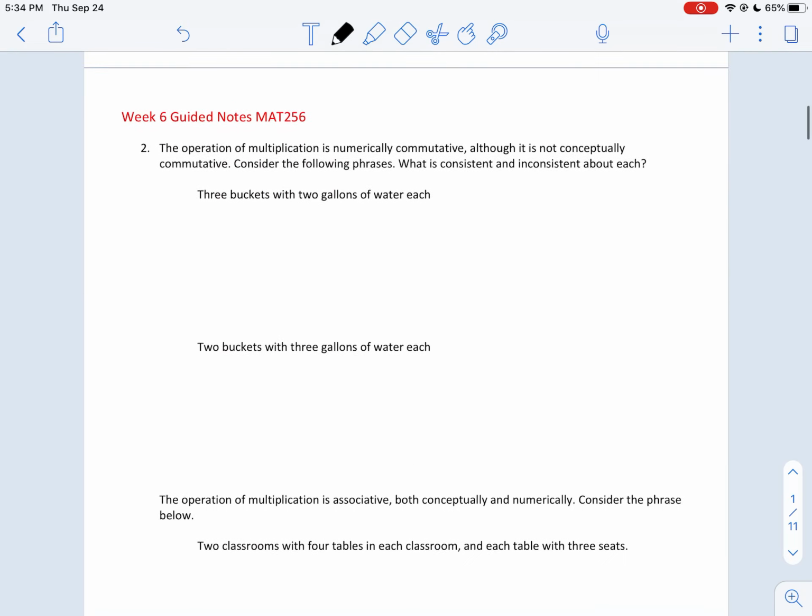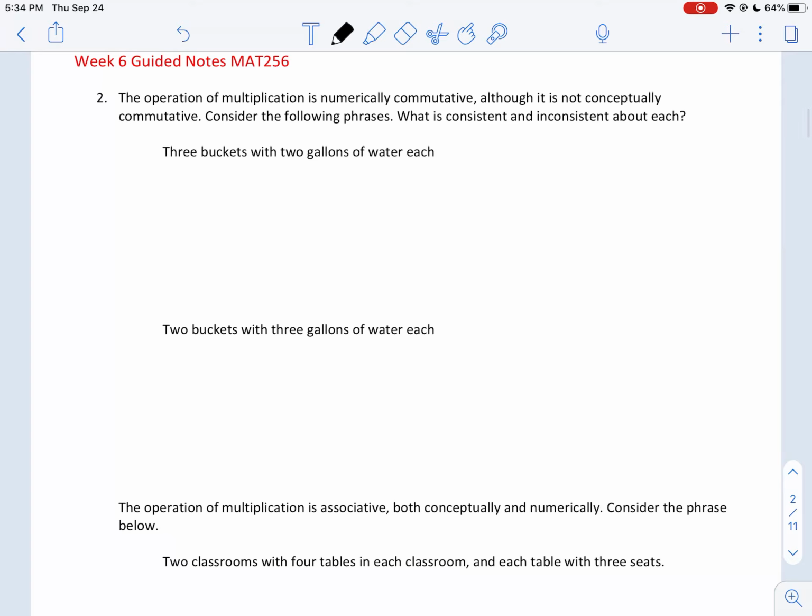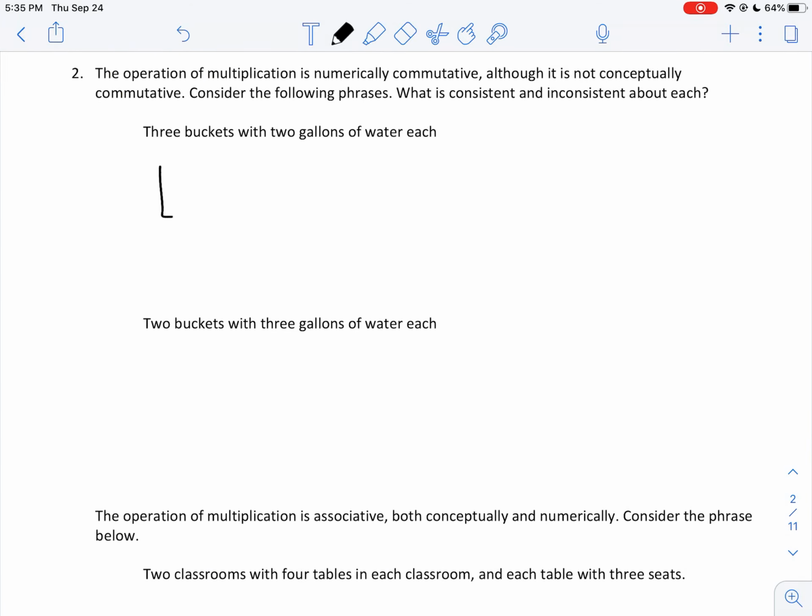Okay, let's move on. Number 2, the operation of multiplication is numerically commutative, although it is not conceptually commutative. Consider the following phrases. What is consistent and inconsistent about each? Okay, so we have 3 buckets with 2 gallons of water each. Okay, so I'm going to picture 3 buckets, and then there's 2 gallons in each. I'll just say 2G in each. 2G, 2G, 2G. And so I see a total of 6 gallons total.